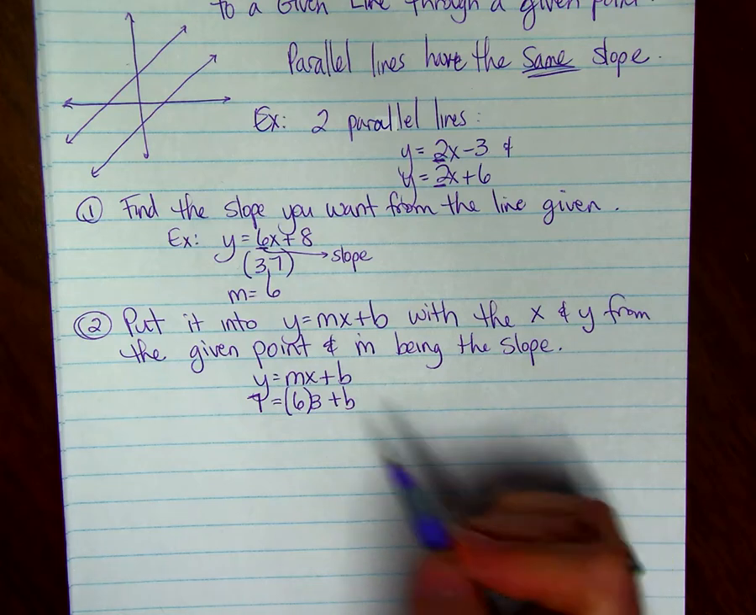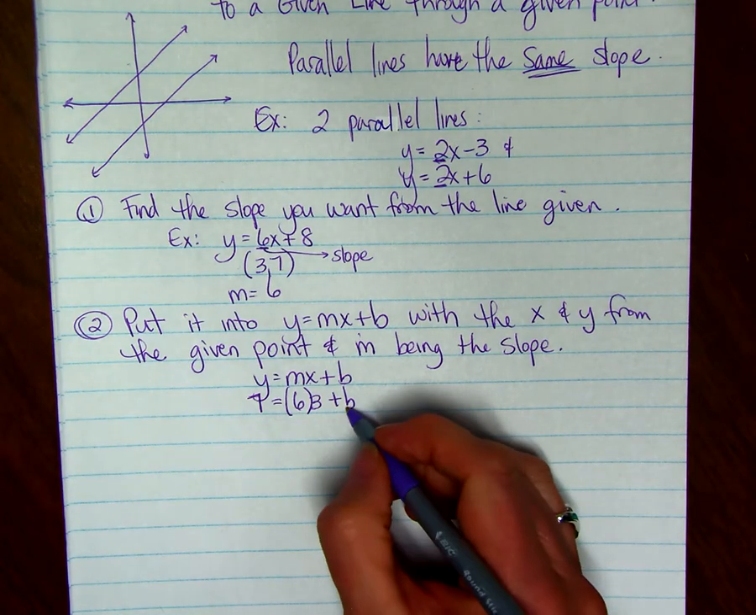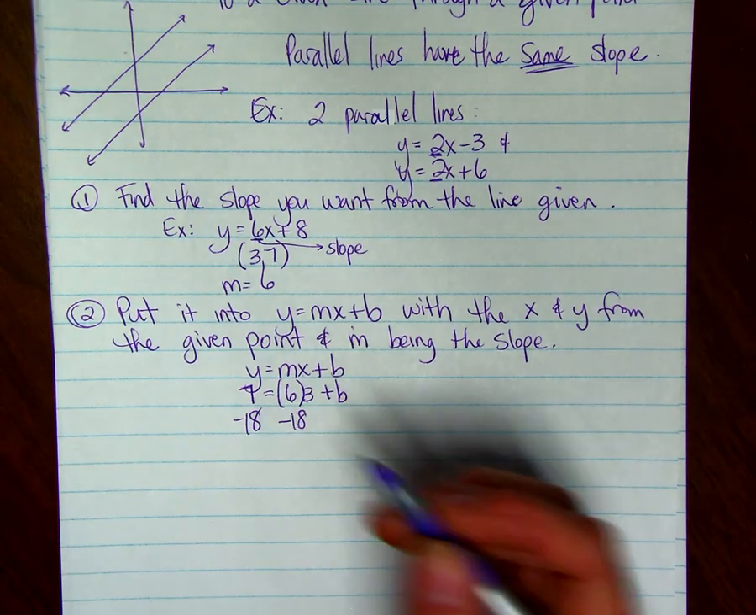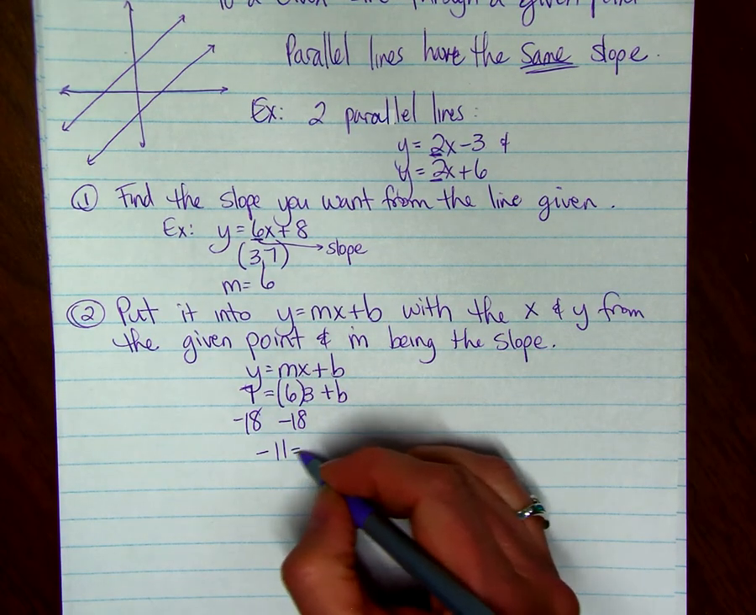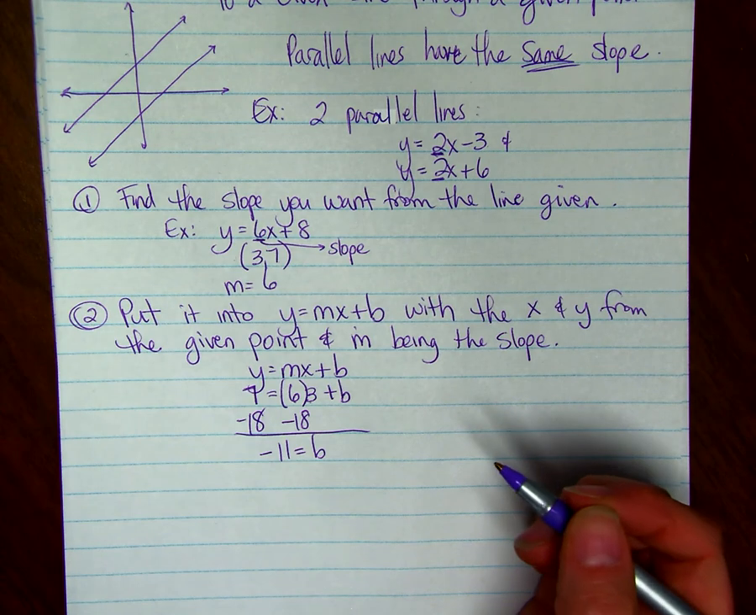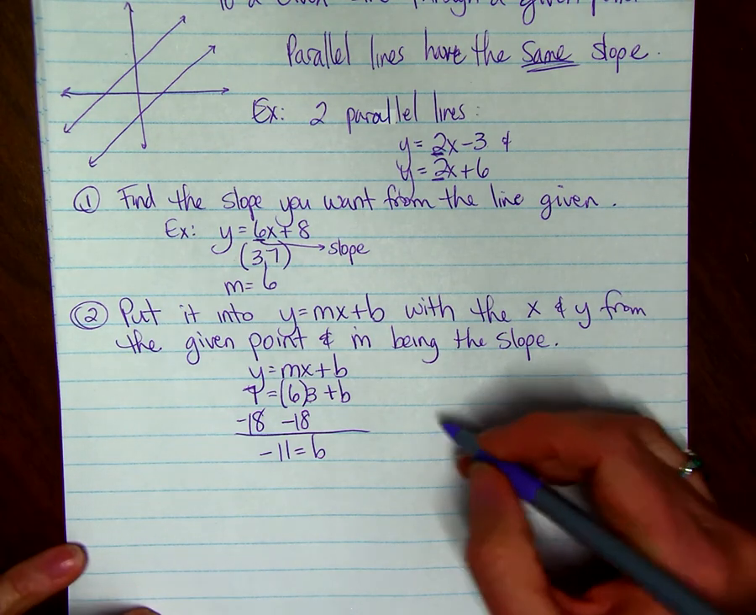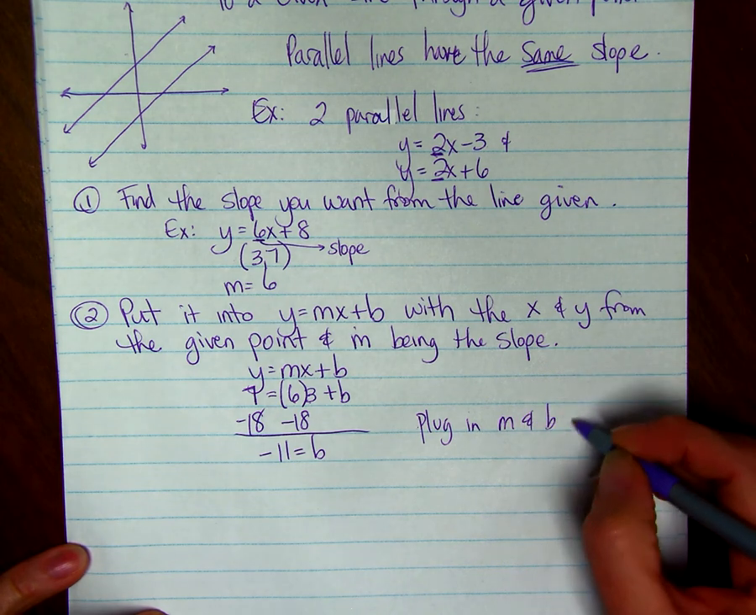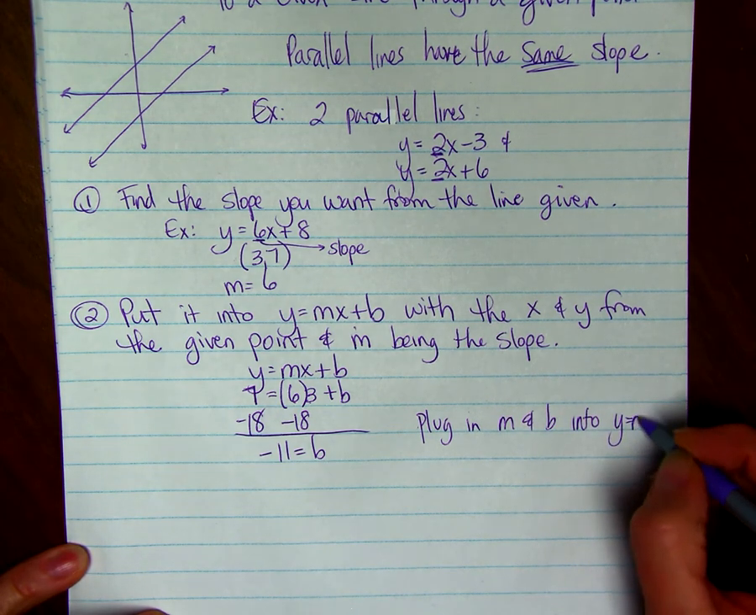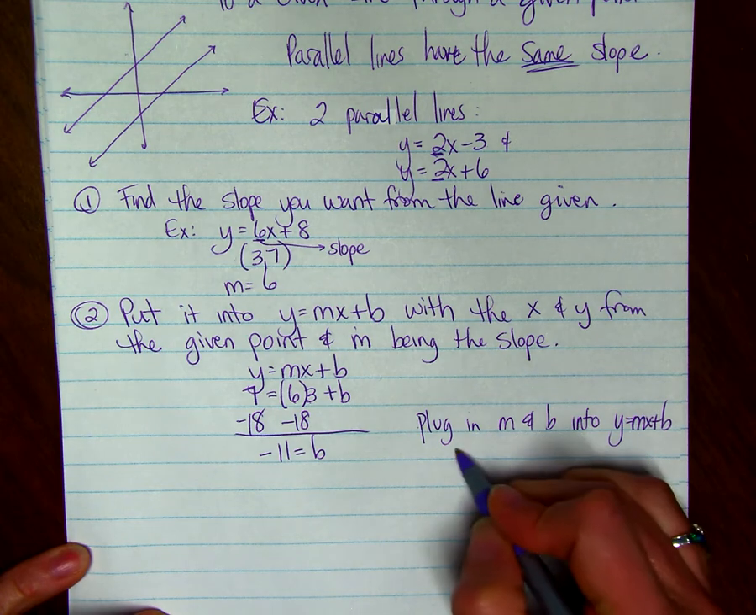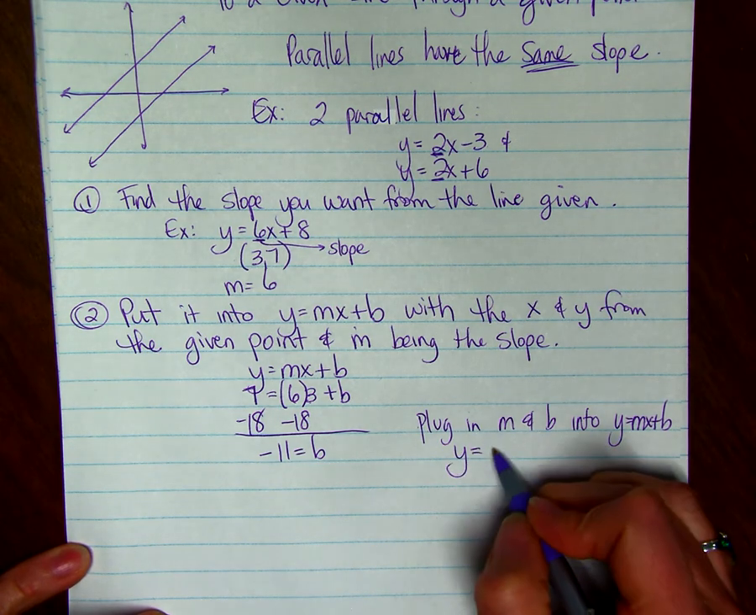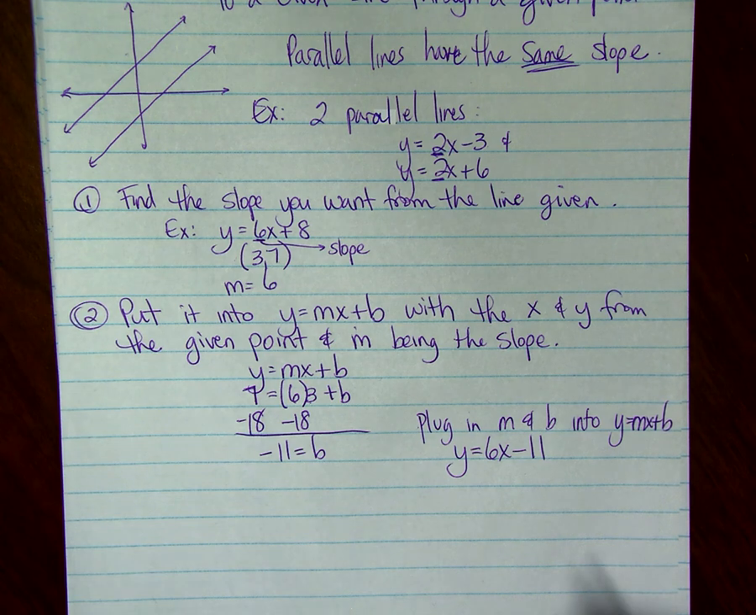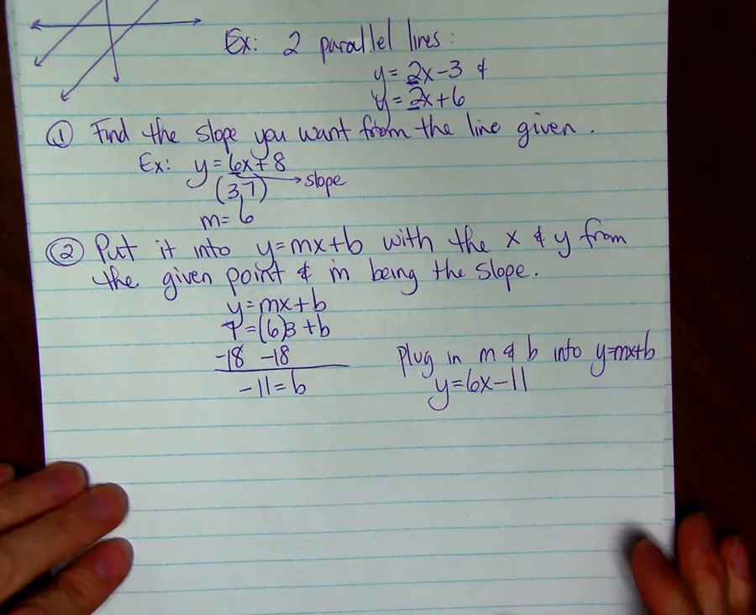Now what we're doing is we're trying to find the value of b. 6 times 3 is 18. Let's subtract it from both sides. We have -11 equals b. So then we plug in m and b into y equals mx plus b. So we would have y equals 6x minus 11, because plus and -11 just means minus 11.